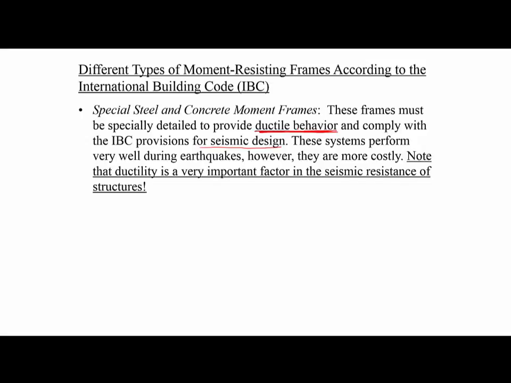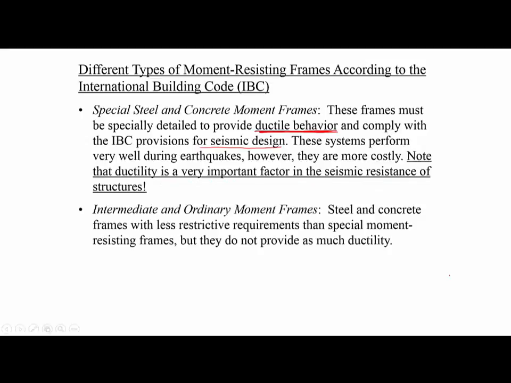This is why we don't want the entire structure to fail. We want it to go through a lot of deformation, but not fail completely. This is where ductility becomes very important. Ductility is a very important factor in the seismic resistance of structures.